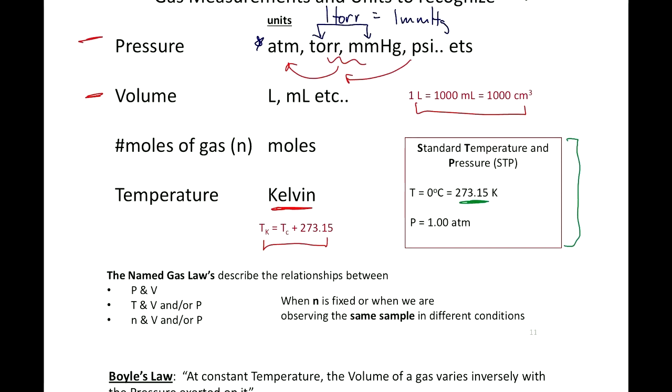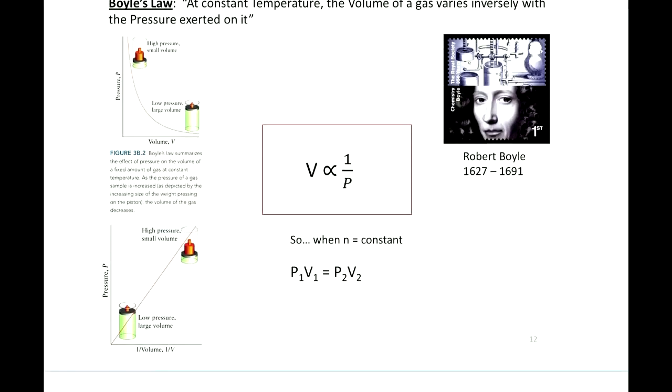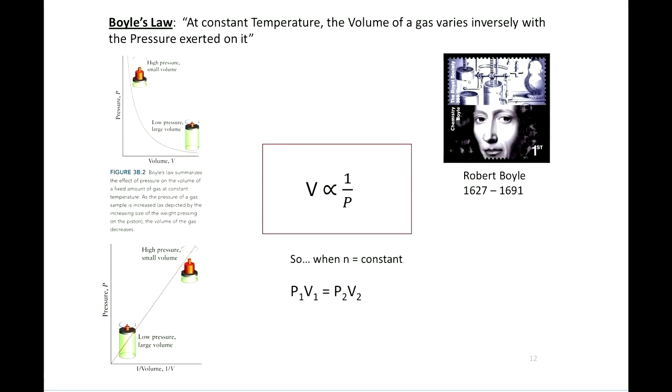For example, I have this balloon, it's a set amount of sample. I can change where this balloon is. I can put it in this environment or this environment. We have the same amount of gas, it's just in different environments, so sometimes we see changes in temperature or volume based upon the environment it's in. These named gas laws are talking about samples just changing their environment. Okay, so let's do this. The first named gas law.